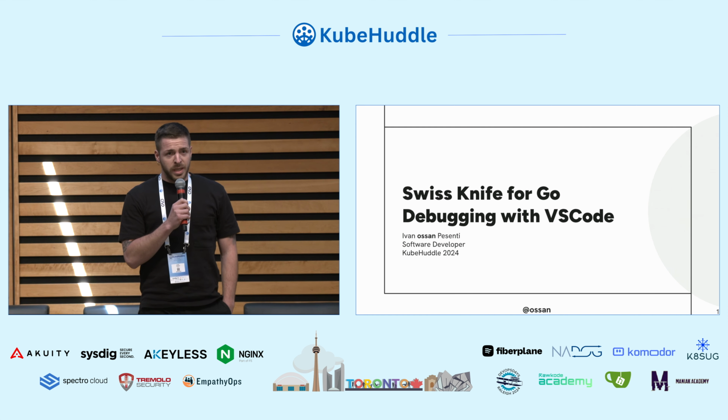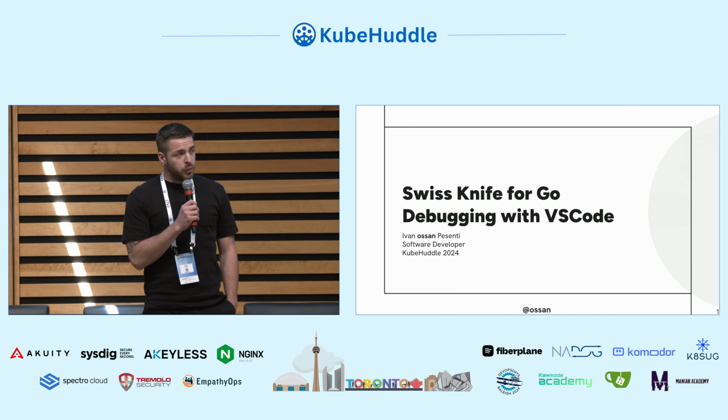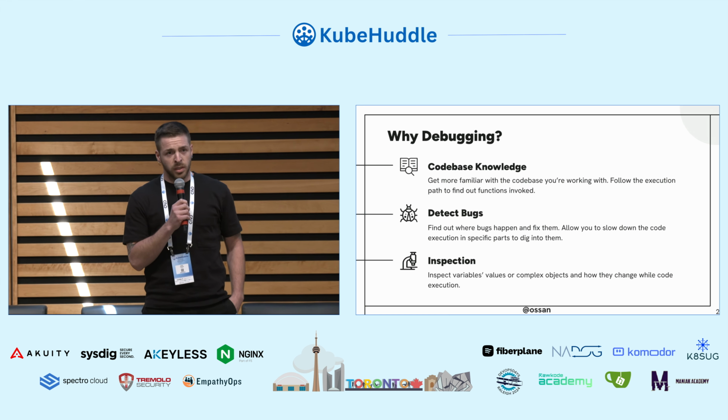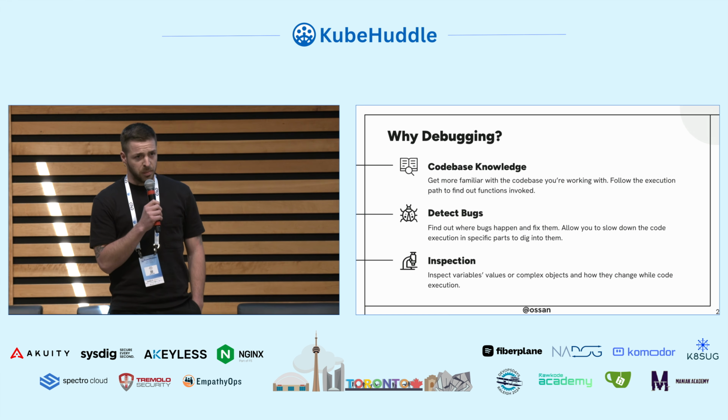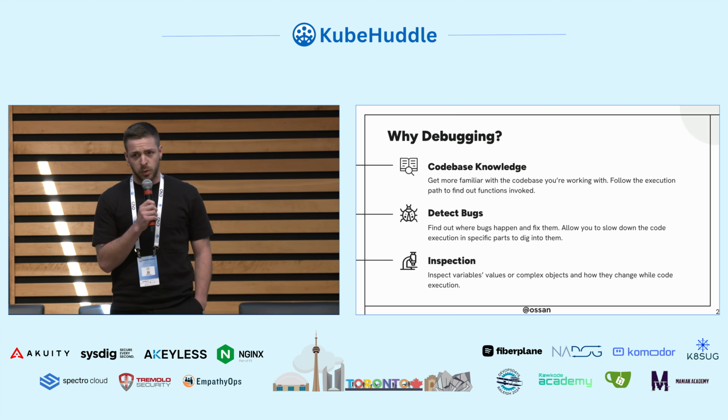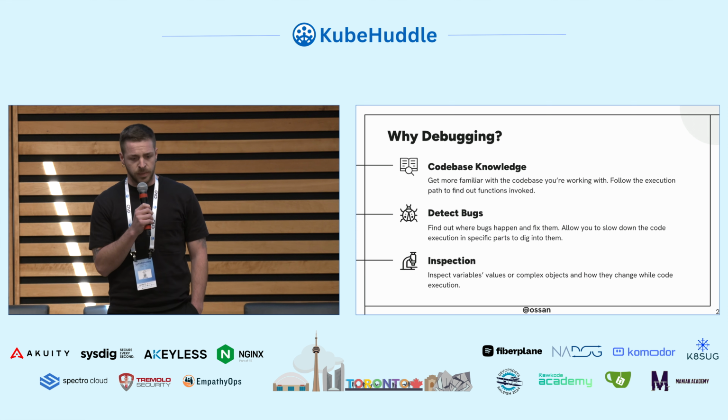First of all, why debugging? There are three reasons. First of all, to get a better knowledge of our code base, to detect bugs, and to inspect variables values and the complex objects we might have in our stack traces.